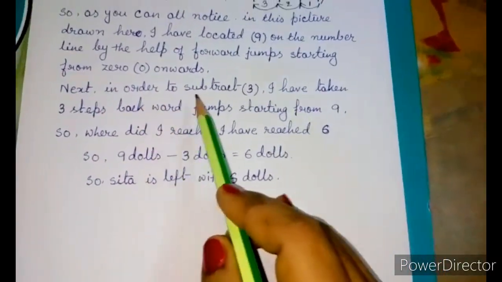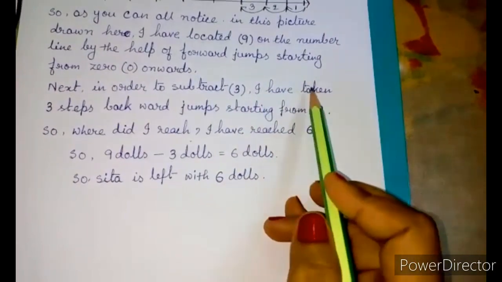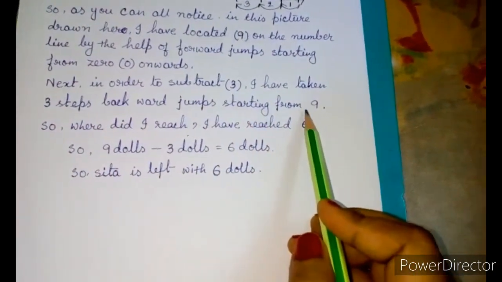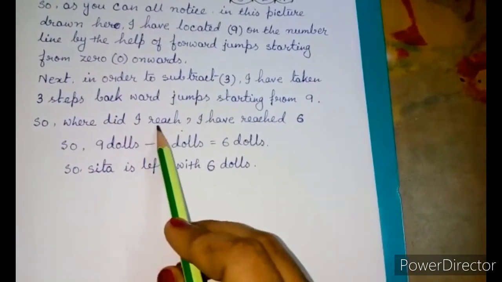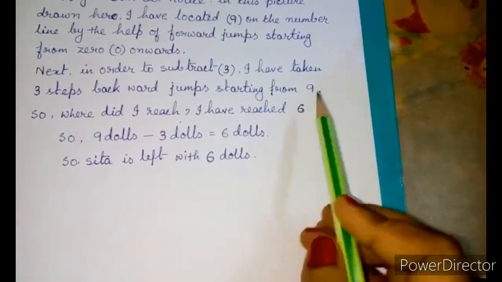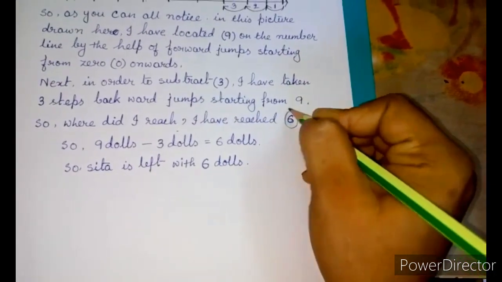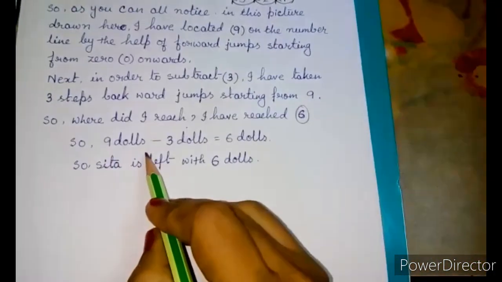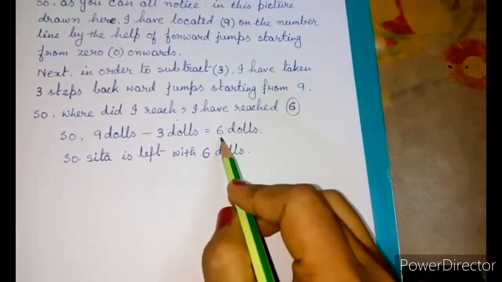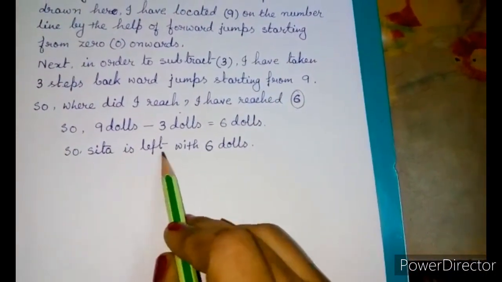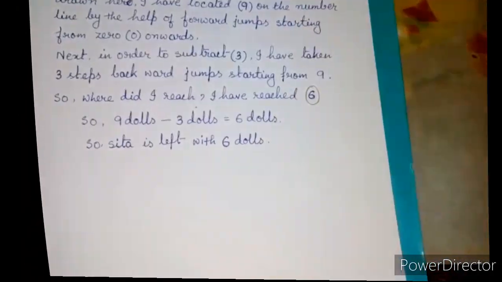Next, in order to subtract 3, I have taken 3 backward jumps starting from 9. So, where did I reach? I have reached 6. So, 9 dolls minus 3 dolls equals 6 dolls. So, Sita is left with 6 dolls.